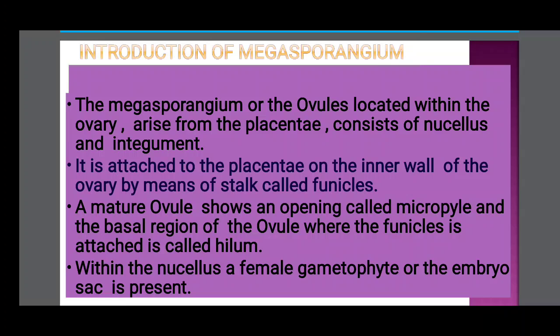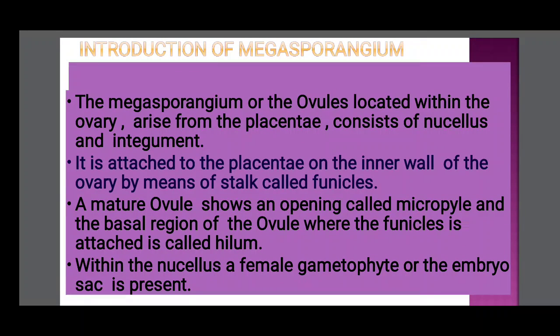The megasporangia are the ovules located within the ovary, arising from the placenta, consisting of nucellus and integument. Where are they located? In the gynoecium, which has three parts: ovary, style, stigma. These ovules are present in the ovary and arise from the placenta. Ovules consist of nucellus and integuments.